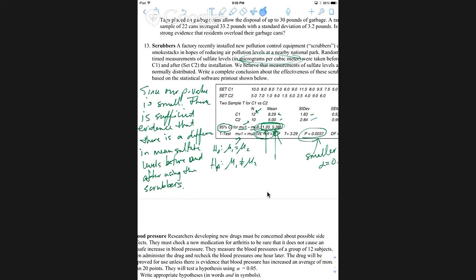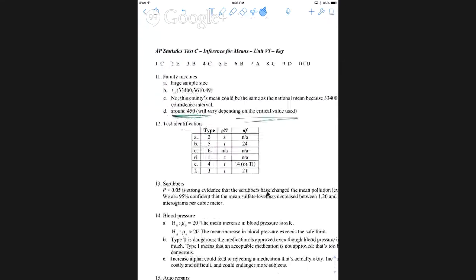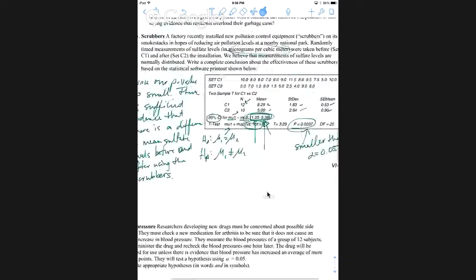Let's look at the typed up answer for this so that you can see what that looks like. P is less than 0.05 is strong evidence that the scrubbers have changed the mean pollution level. We're 95% confident that the mean sulfate level has decreased between 1.2 and 5.38 micrograms per cubic meter. All right, which is kind of what we said here.